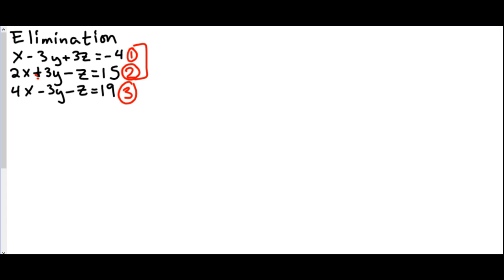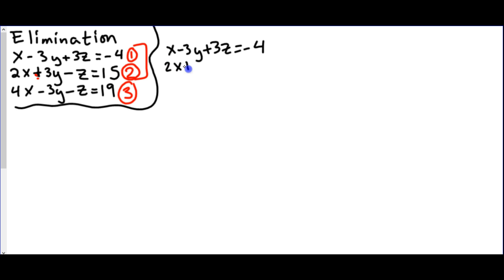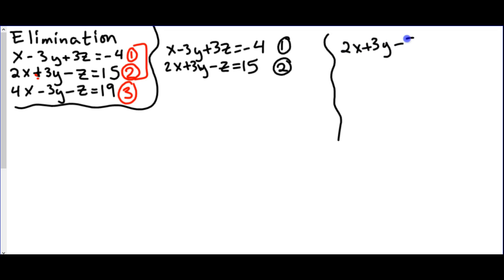So, doing those groupings, I'm going to write them completely separate from this start of the problem. We have equation 1, x minus 3y plus 3z equals negative 4. Equation 2, 2x plus 3y minus z equals 15. So that was equation 1 and equation 2 grouped together. We're going to do the same thing with equation 2 and equation 3. 2x plus 3y minus z equals 15. So there's our equation 2, and we're going to group it with equation 3.